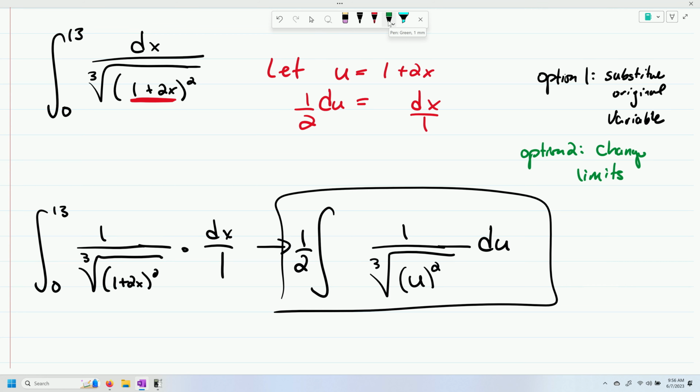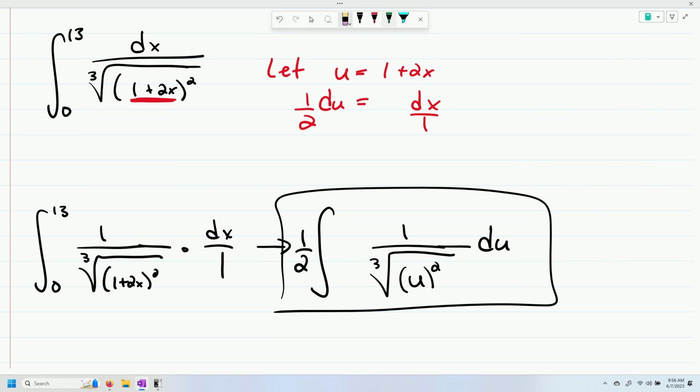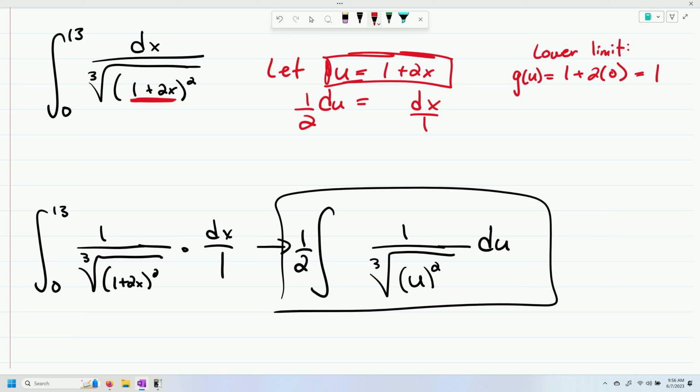We are going to take, let me erase this stuff. We're going to take what we defined as u, which is right here. All right? And we're going to make the substitution of the limits of integration in for x. And then we're going to redefine what our limits are in terms of u. So for our lower limit, g of u is going to be 1 plus 2 times 0, which is equal to 1.